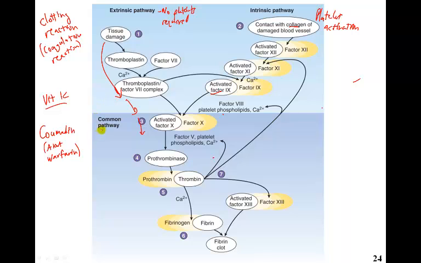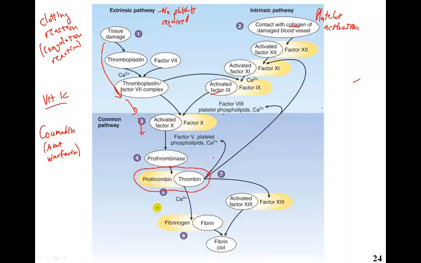And then the final point that I want to make about this slide is something I've already alluded to. Just notice that regardless of how you get here, whether it's extrinsic versus intrinsic, ultimately the key final step in the formation of a clot is the activation of thrombin, turning prothrombin into thrombin, and thrombin then makes the fibrin clot. So the final common step of all these pathways is turning on thrombin, which then activates the clot.